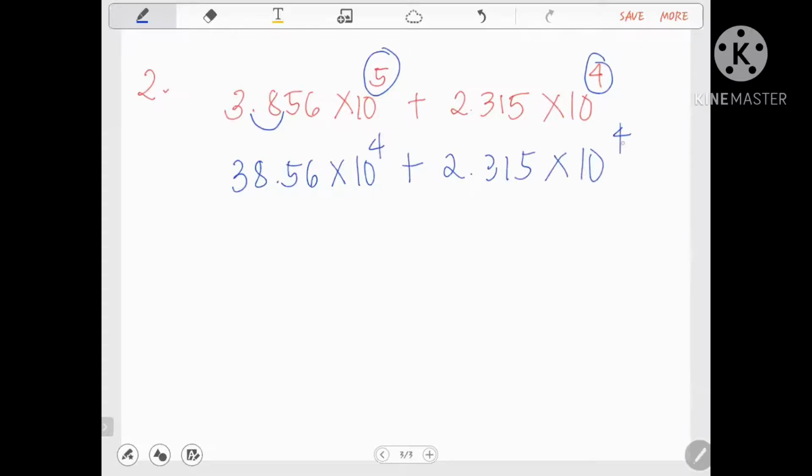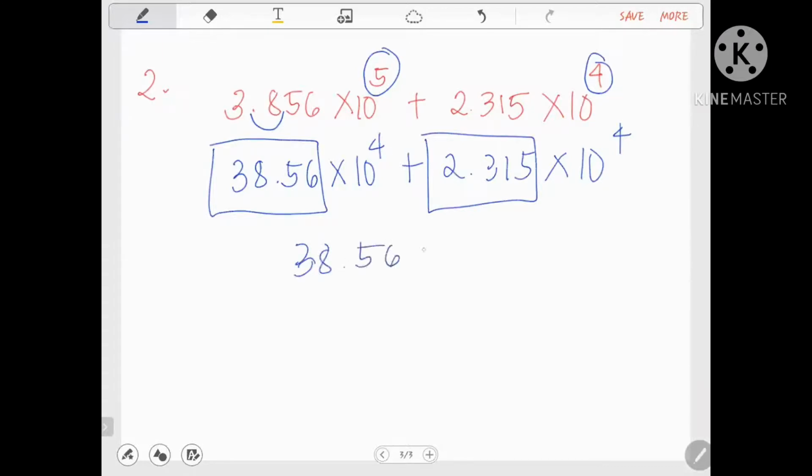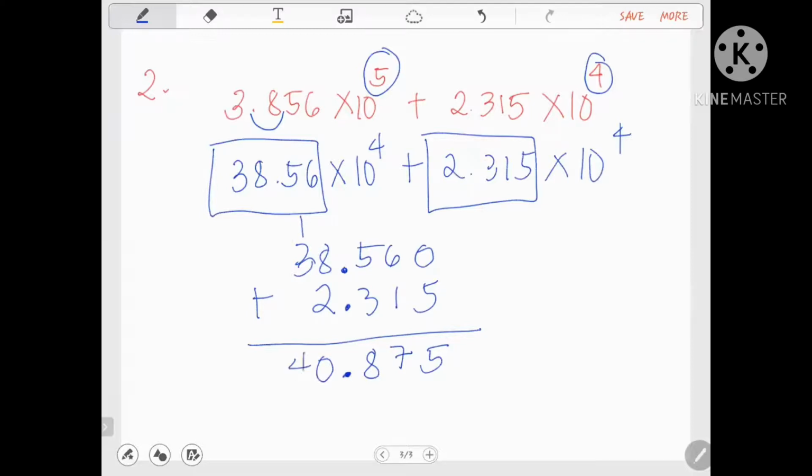So since they have the same exponent now, you can add their decimals. So we have 38.56 plus 2.315. You have to align it here, 0.31 and then 5. So add 0 here. So 0 plus 5 is 5, 6 plus 1 is 7, 5 plus 3 is 8, and then the decimal, just copy the decimal, and then 8 plus 2 is 10, carry 1, that is 40.